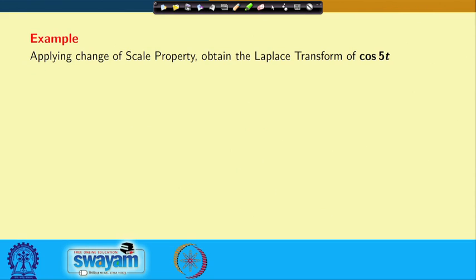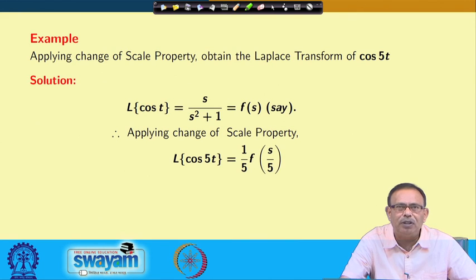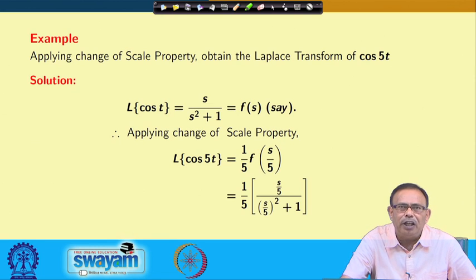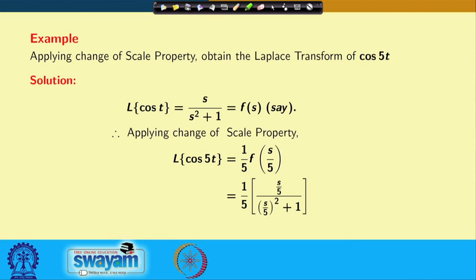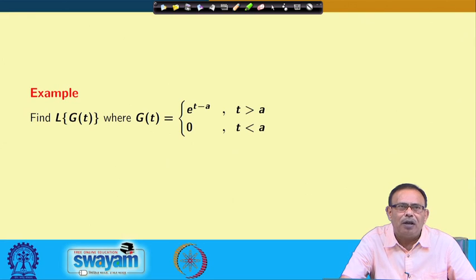The next example is on a similar line, find the Laplace transform of cos 5t. You know the Laplace transform of cos t is s by s square plus 1. So, again by the change of scale property, the Laplace transform of cos 5t is 1 by 5 F of s by 5, and you just replace s by s by 5. So the result becomes s by s square plus 25.